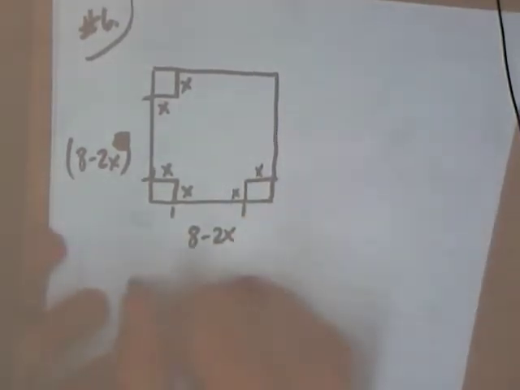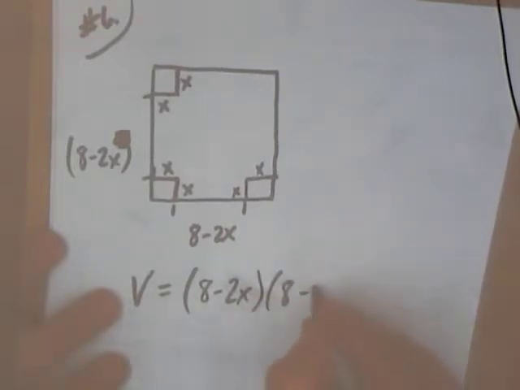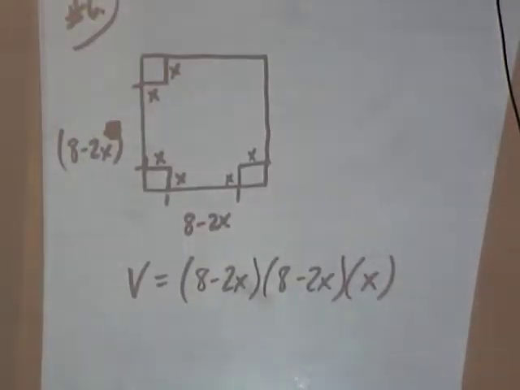So the volume of our box, length times width times height: 8 minus 2X, and the height. Length, width, and height. It doesn't say put it in standard form. It doesn't say compute the maximum volume. It just says write it as a function.